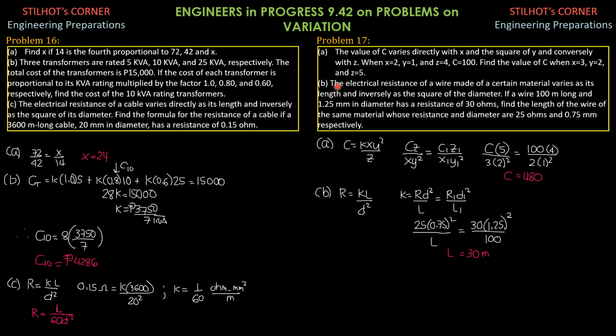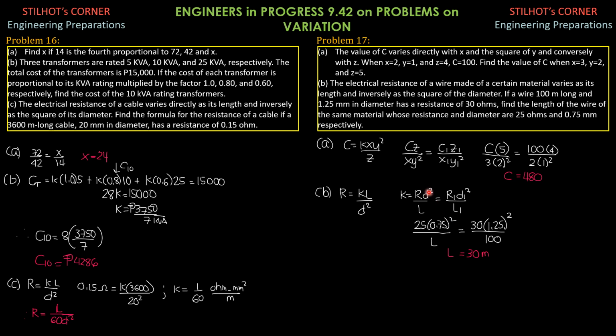Then finally, problem 17B, which is similar to 16C. The electrical resistance of a wire made of certain material varies directly as its length and inversely as the square of the diameter. If a wire 100 meters long and 1.25 mm in diameter has a resistance of 30 ohms, find the length of the wire of the same material whose resistance and diameter are 25 ohms and 0.75 mm respectively. So R equals a constant of proportionality times length over diameter square. So K is R D square over L.